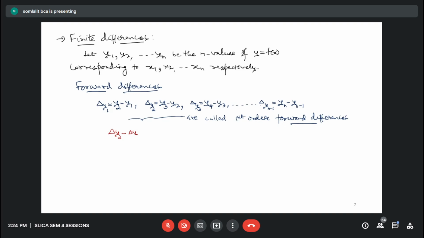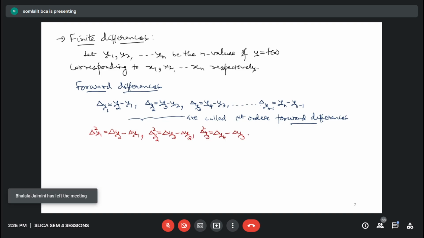How do we denote this? You just need to increase the index here. There it was just delta, so here it is delta square y1. What about this? Delta square y2. What about this? Delta square y3, and so on. You can continue. These differences will be again one less than the previous one.